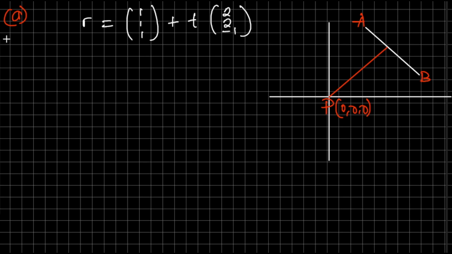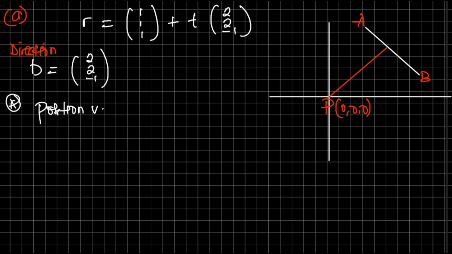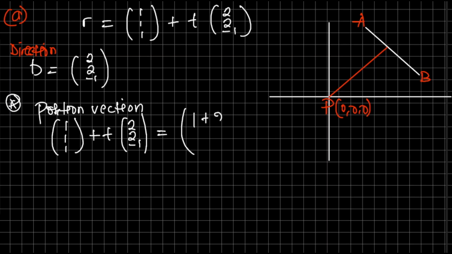So first of all, let's find our direction. Direction b equals (2, 2, -1). Okay, and then what again do we need to have? Position vector. That will be equal to (1, 1, 1) plus t(2, 2, -1), which is equal to (1 plus 2t, 1 plus 2t, 1 minus t). So that's what we have.